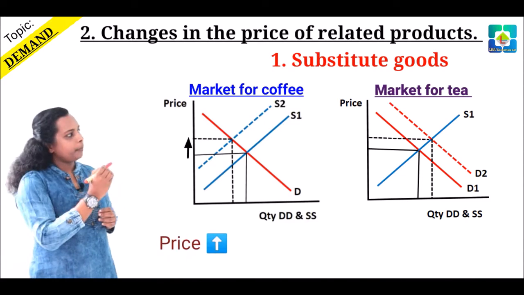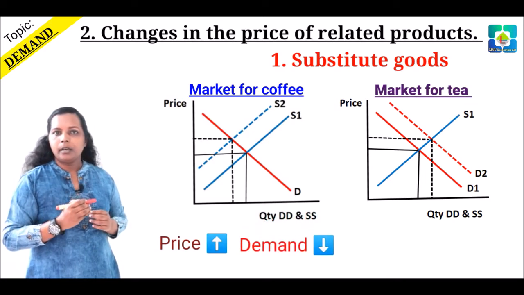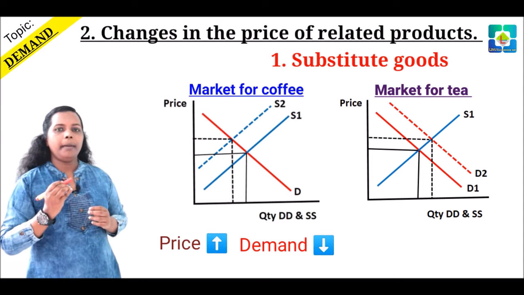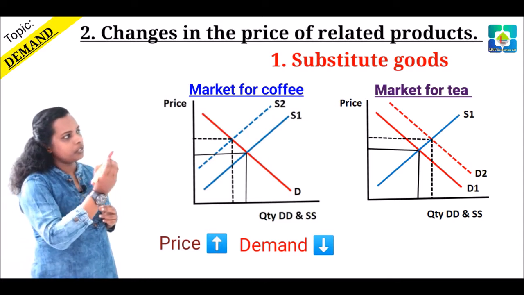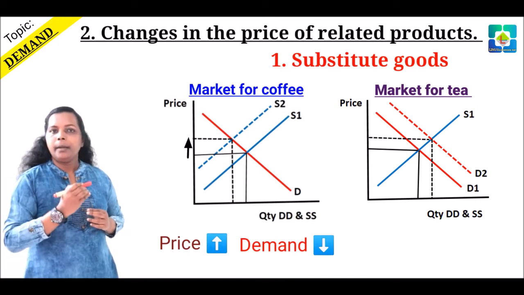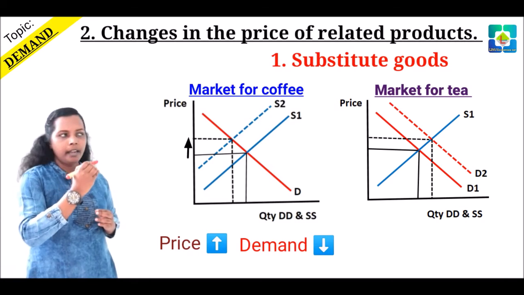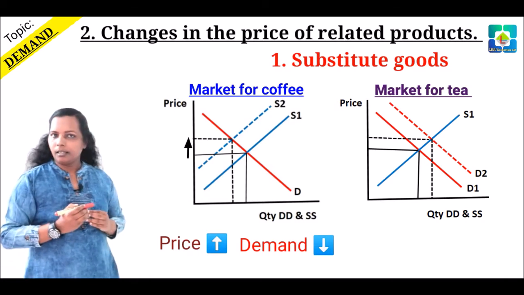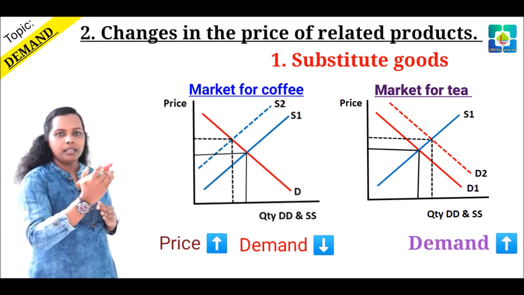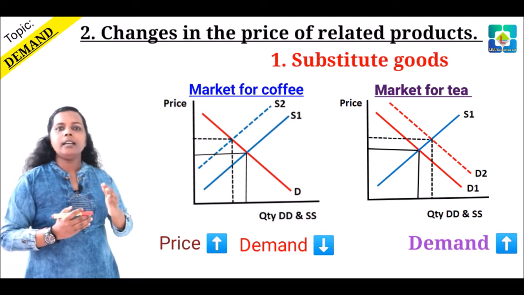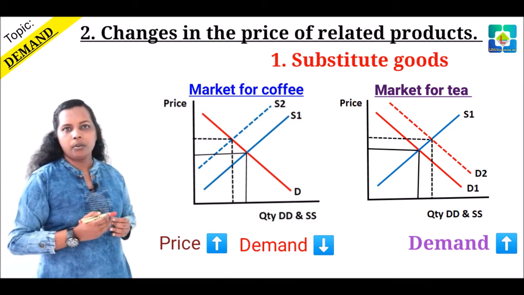As we know, when the price of coffee increases, the quantity demanded for coffee will decrease, because when the price increases, quantity demanded decreases. As a result, there is a chance that consumers can switch to the market for tea. They prefer to buy tea rather than coffee because the coffee price is high and the tea price remains the same. In such a situation, the demand for tea will move to the right side. That means there is an increase in demand for tea because of a rise in the price of coffee.